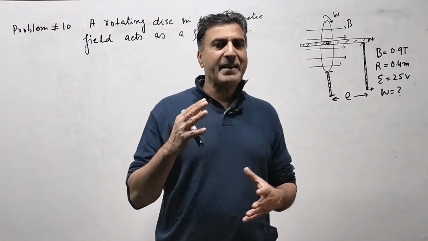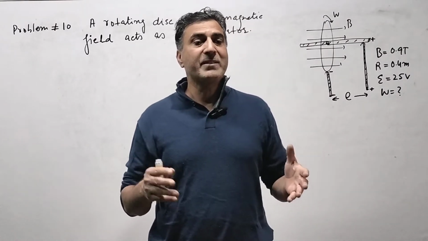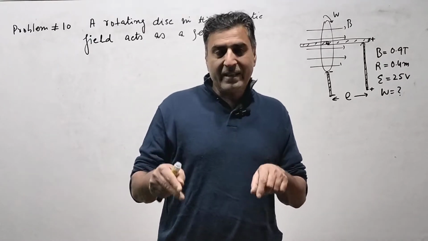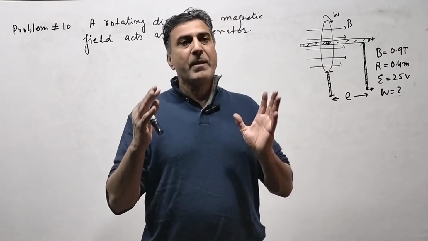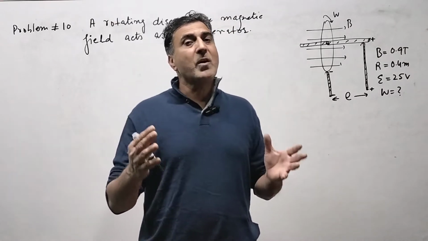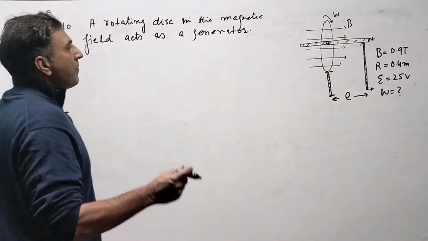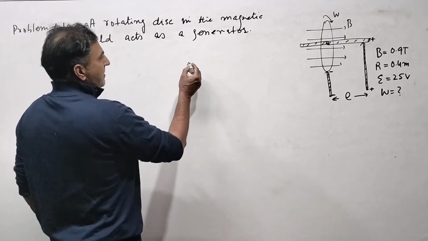When a disk rotates in the magnetic field, we have to see how potential difference gets created between the center and the periphery, and we take the connections between the center and the periphery, and that acts as a source of EMF, as a source of voltage, right? Okay, first of all, let me explain the concept. The concept is like this.